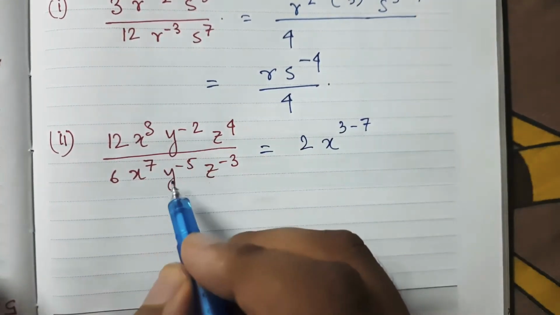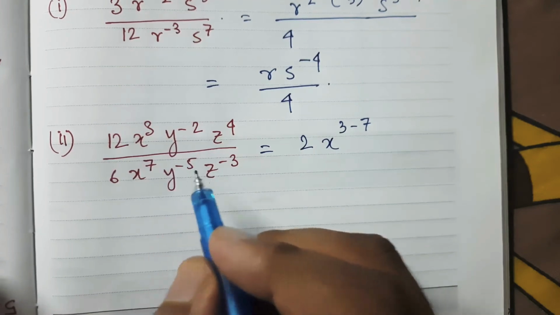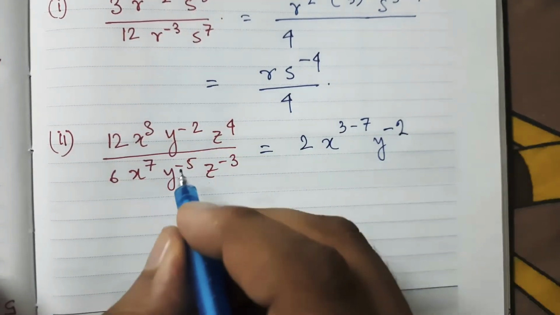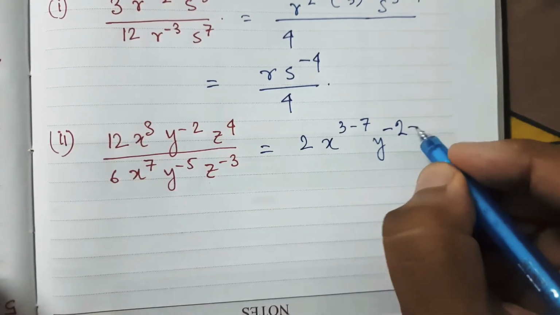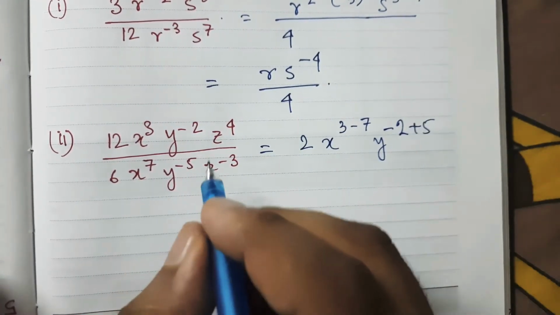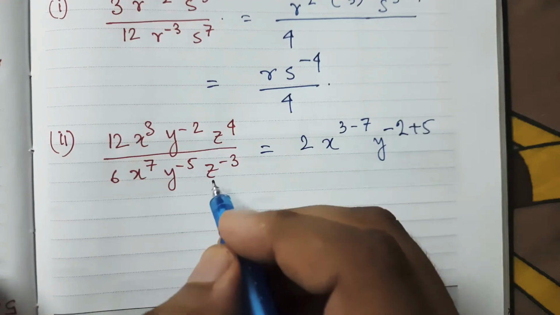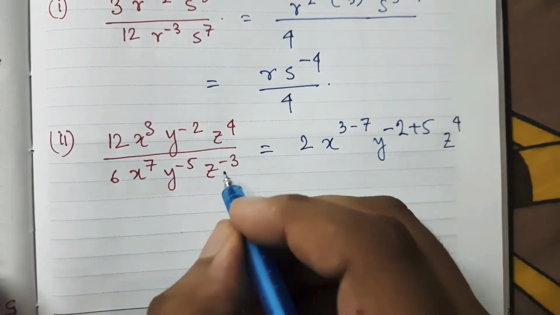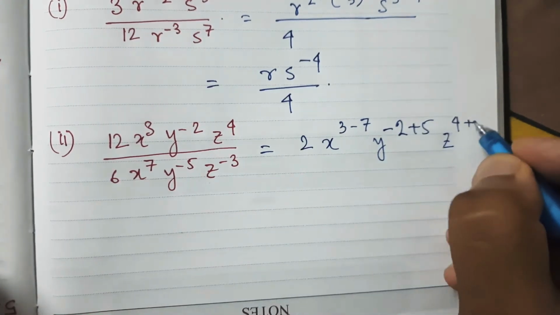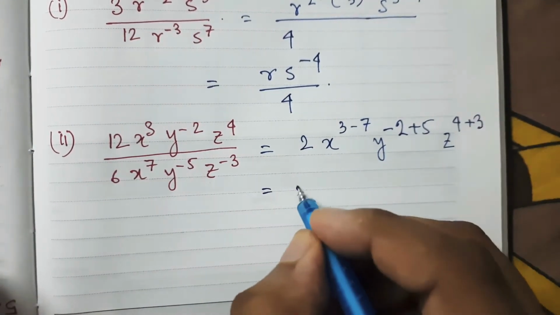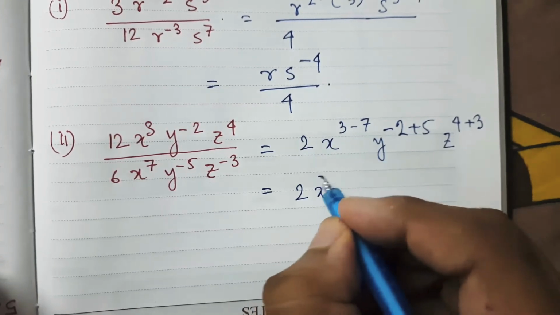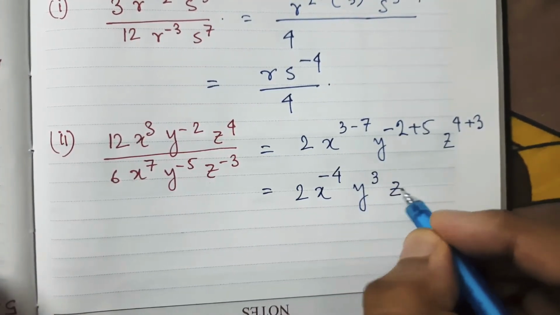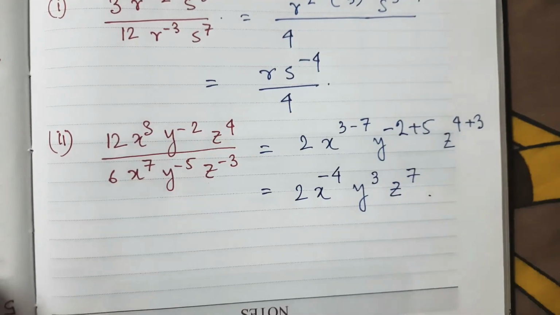For these two terms, y and y, bases are same. So you can apply formula number 5, minus 2 of minus 5. So it is plus. Okay, and for this z term and this term, bases are same. So same formula, 4 minus of minus 3. So it is plus 3. So ultimately the answer is 2 x to the power minus 4 y cubed and then z to the power 7.